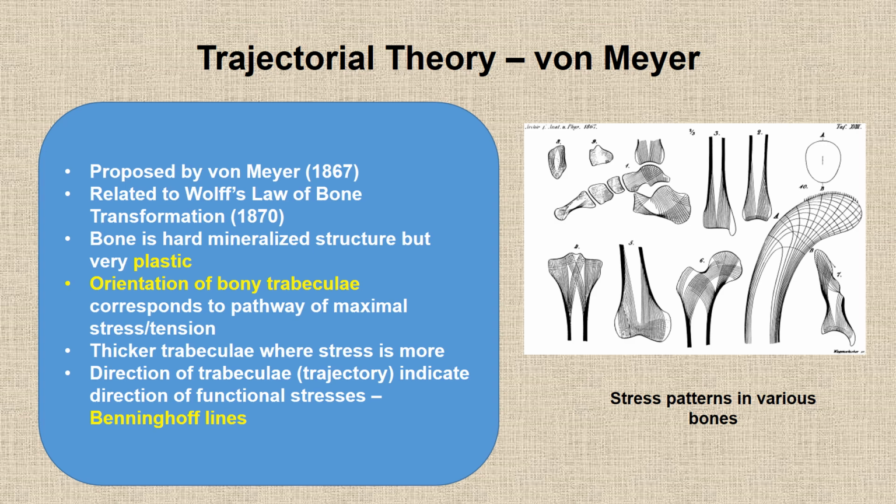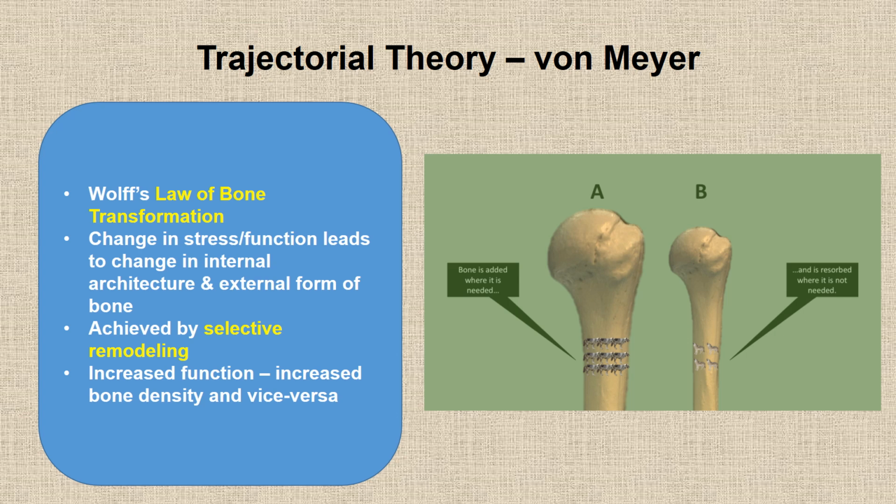Where the stress is more, we find the trabeculae is thicker. Now the direction of the trabeculae indicates the direction of the functional stresses, and these are known as Benioff lines. Now, Wolff's law of bone transformation says that a change in the stress of function leads to a change in the internal architecture and external form of the bone. And this change is achieved by selective remodeling.